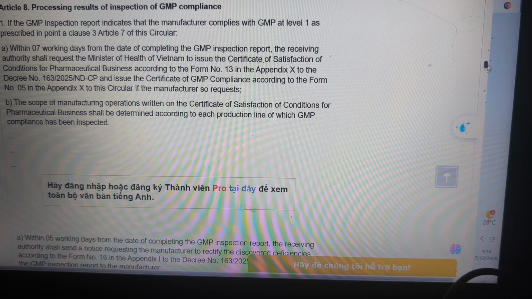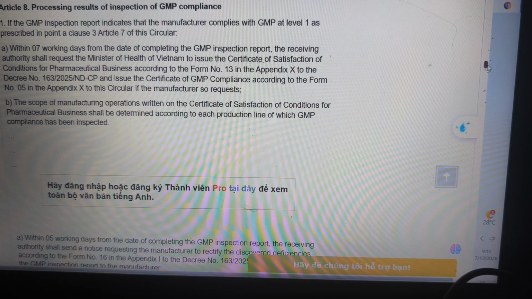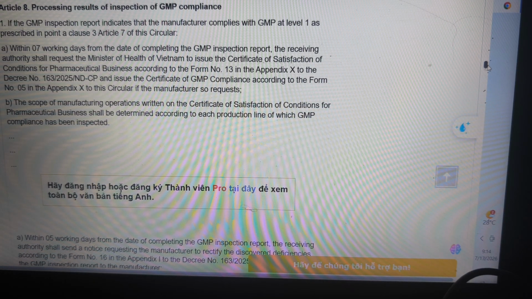The scope of the manufacturing operation written on the certificate of satisfaction of the conditions for pharmaceutical business shall be determined according to the production line for which GMP compliance has been inspected.